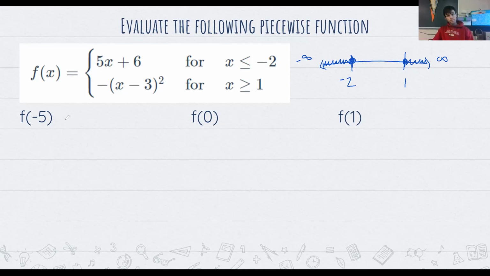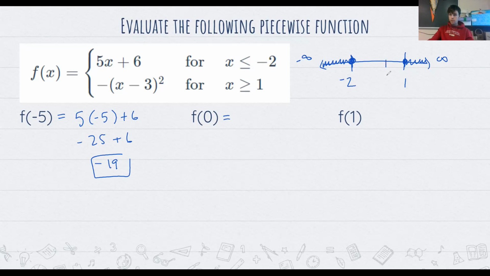So anyway, for f of negative 5, we should use this first piece because negative 5 is less than or equal to negative 2. So we'll use this one. We input that in there, and we're going to calculate an output. Negative 25 plus 6, that is negative 19. That would be our output. Easy. Second one, f of 0.